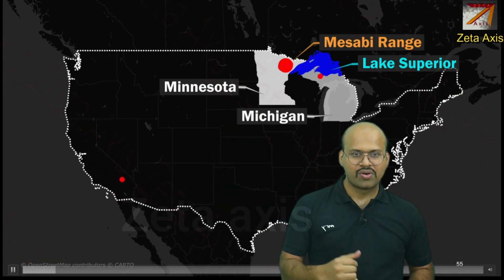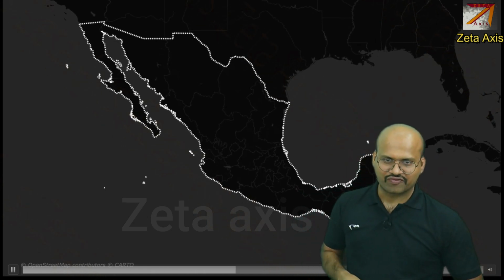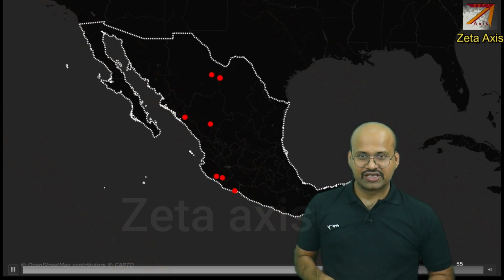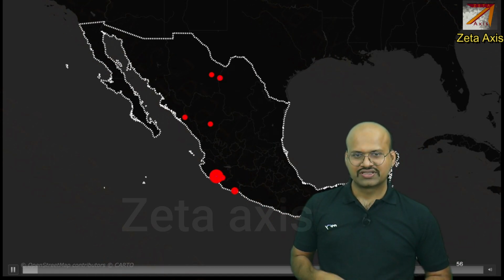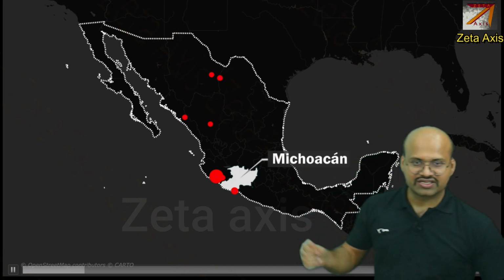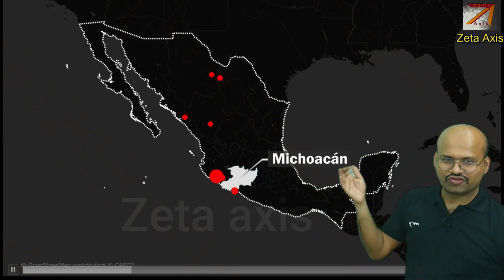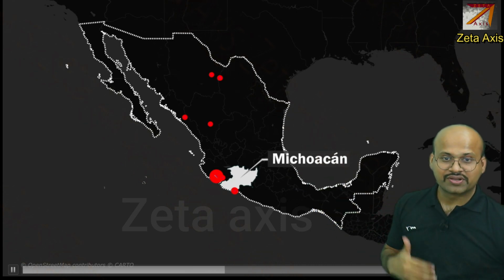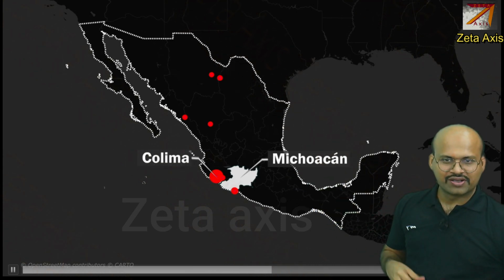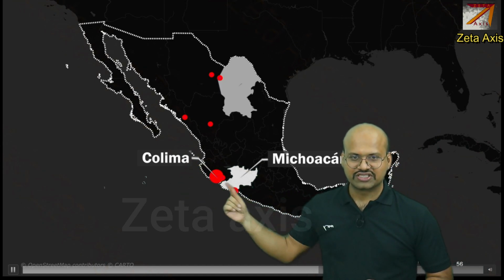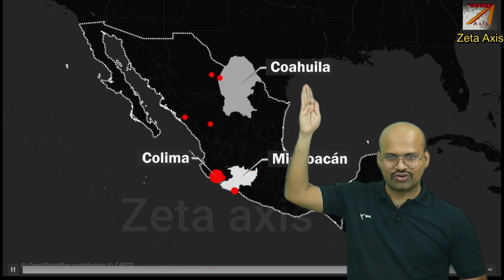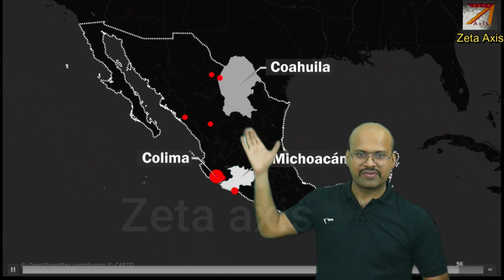Now moving on to Mexico. In Mexico, we can see that the iron reserves are found on the western coast and in the northern part of Mexico. If we see the states which produce this iron ore, then we can see that these states are Michoacán. If you know the right pronunciation, I may be pronouncing these states wrong, but this is the state which produces the maximum amount of iron ore within Mexico, followed by Colima, which is a very small state over here, and then we have Coahuila, which is also a large producer of coal. It also produces iron ore in Mexico.